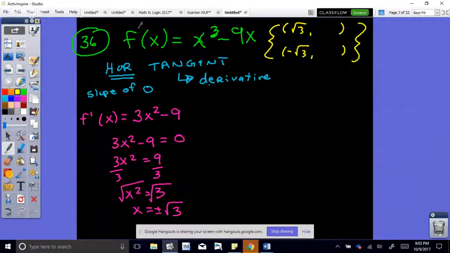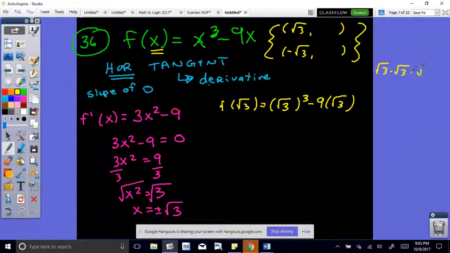Okay, to finish this problem, we're going to take our x values and plug them back into the function. So I'm going to start by taking f of the square root of 3, and that's square root of 3 to the third minus 9 times the square root of 3. The square root of 3 to the third, if you don't follow this, is root 3 times root 3 times root 3. Root 3 times root 3 is 3. So root 3 to the third is just going to be 3 root 3, minus 9 root 3, which is negative 6 square root of 3.